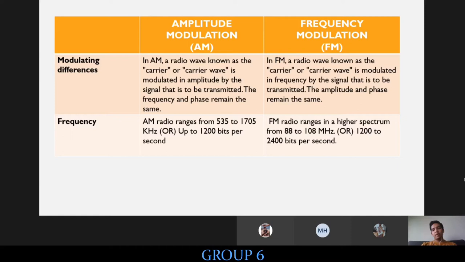The frequency of amplitude modulation, or AM, radio ranges from 535 to 1705 kHz, or up to 1200 bits per second. And for frequency modulation, FM radio ranges in a higher spectrum from 88 to 108 MHz, or 1200 to 2400 bits per second.